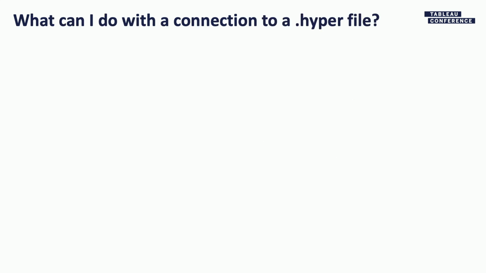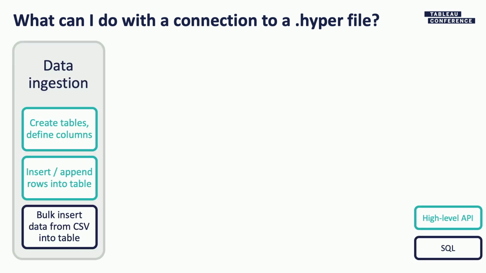What can I do with a connection to a Hyper file? Now it gets really broad, like what can we really do with it? First, we can do data ingestion. And here you see I have two different colors for how you can do it. We have this turquoise color. That means there's a high-level API, meaning there's a class for that, a class for creating tables. You don't need SQL. But for some advanced scenarios, you need SQL.